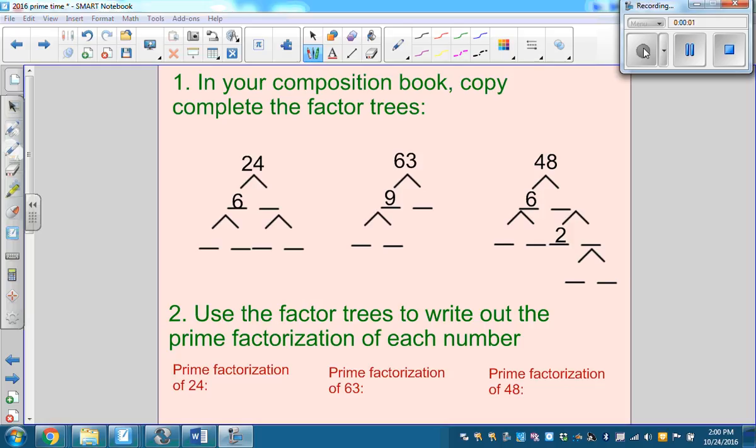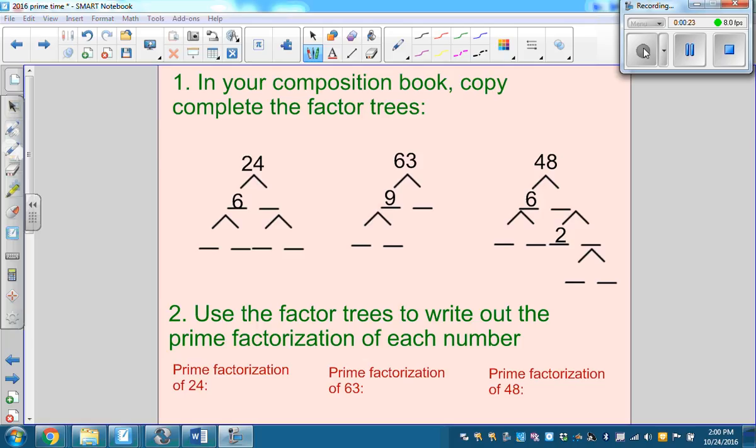Problem. The goal is to get 24 broken down into prime factors. Okay? So a prime number has only 2 factors, and you're going to watch me do this, and I'm going to show you a different way to do the same problem, and then you're going to try a few yourself. So 24 is the base of my tree, and the root system is below it.